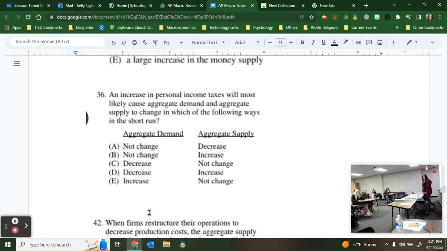But if they raise taxes, what happens to aggregate demand, left or right? Left. So aggregate demand is decreasing. So you can get rid of A, you can get rid of B, you can get rid of E. But how does it affect aggregate supply? Not at all. It does not.